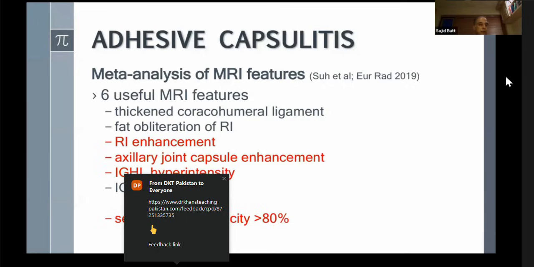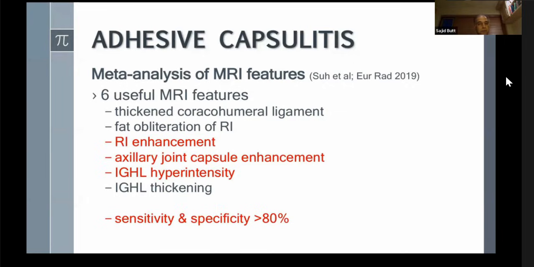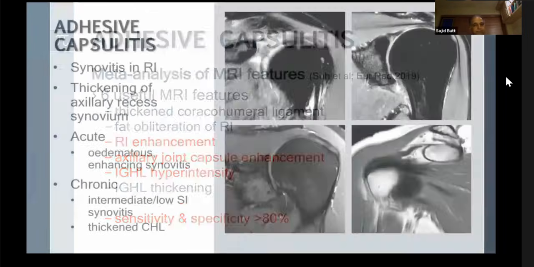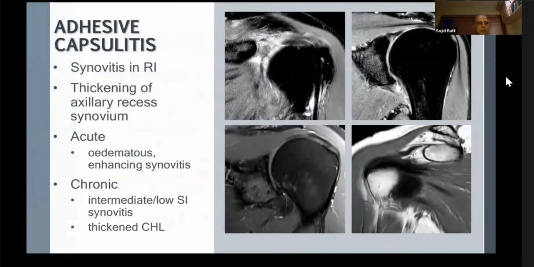So this is absolutely useful, because from making the diagnosis on clinical grounds, we are actually now picking up findings which can positively make a diagnosis. Rather than making it a diagnosis of exclusion, we can make it a diagnosis of inclusion. And these are examples of these signs.